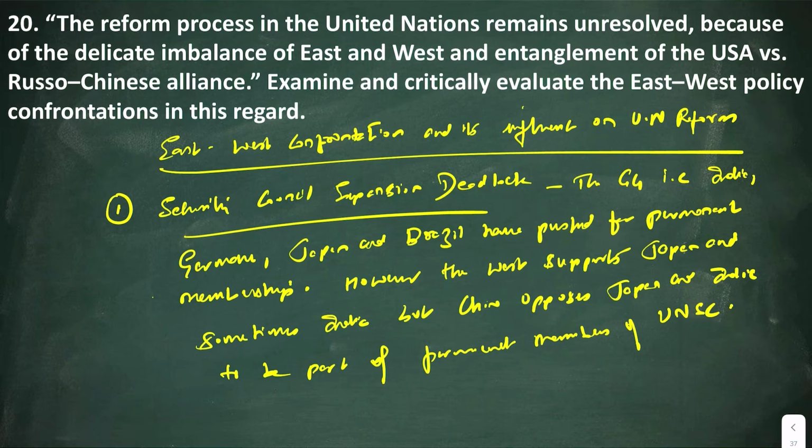Here, just by telling G4 is looking for permanent membership and stopping there will not work. You have to link the context. The context is what? East-West confrontation. Here, the East is telling something, the West is telling something. The West wants Japan to be a member, the East does not want Japan and India to be a member. So look at that. That confrontation has created the deadlock, expansion deadlock. Okay, so this is the first point. Let us move to the next one.